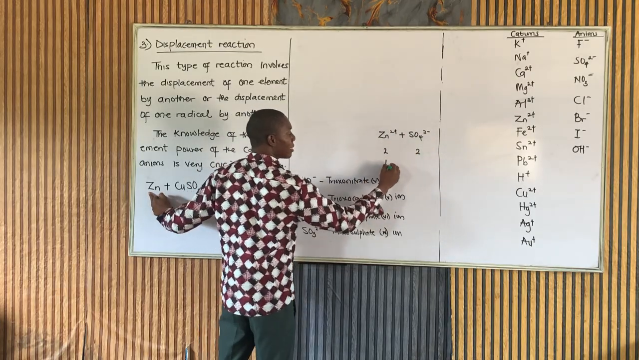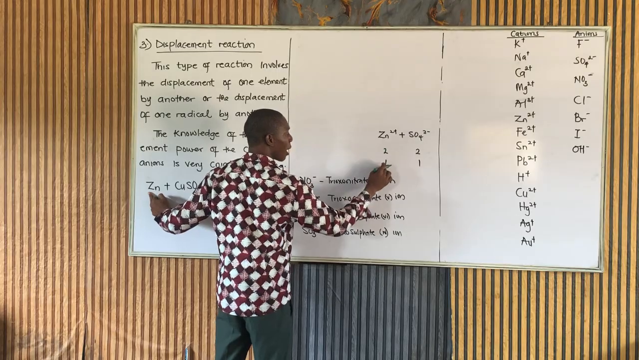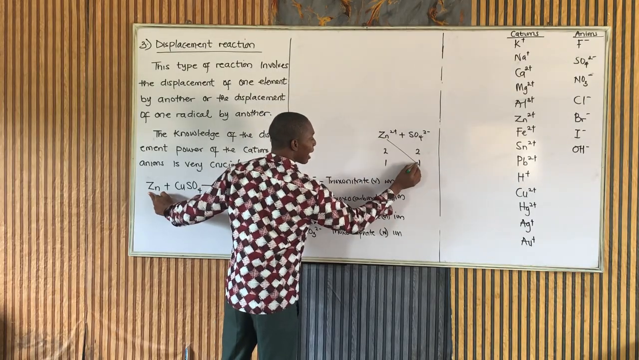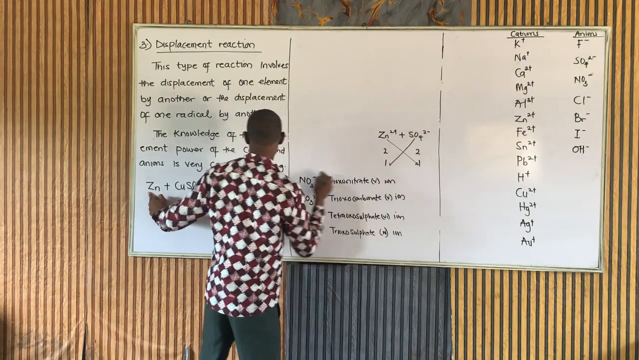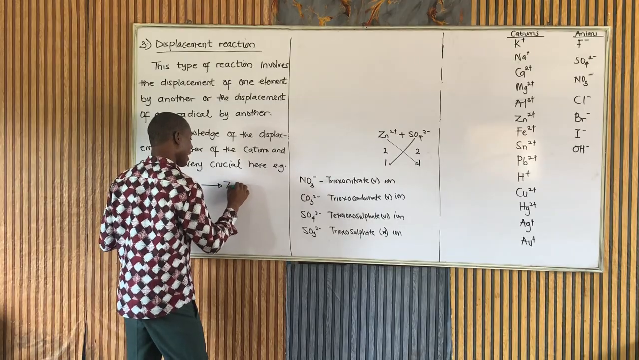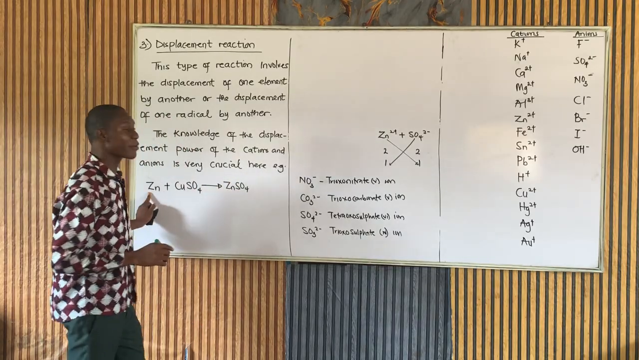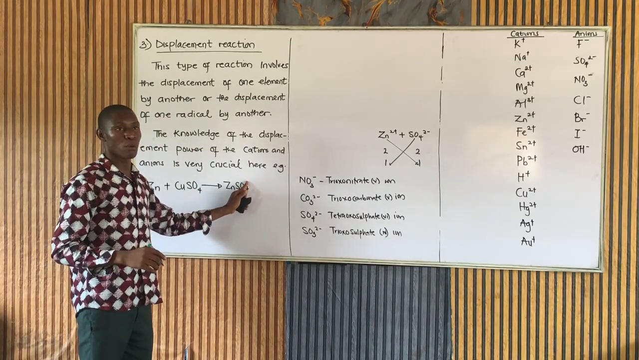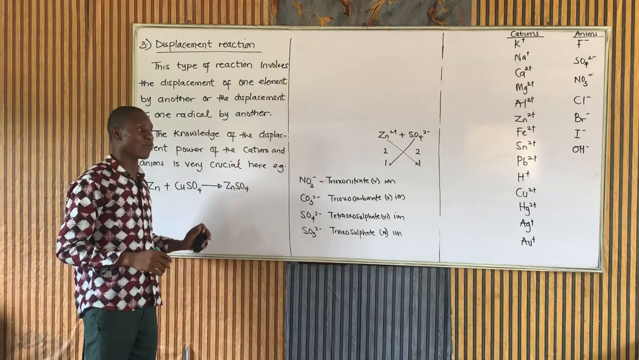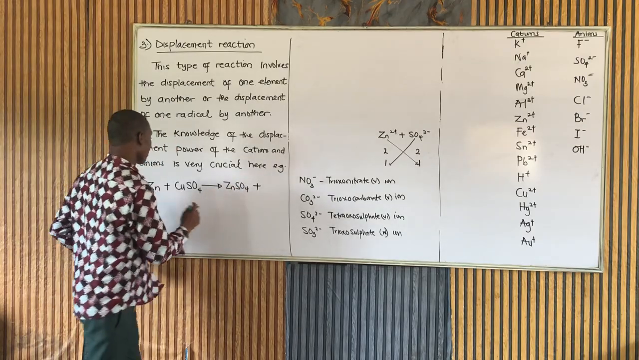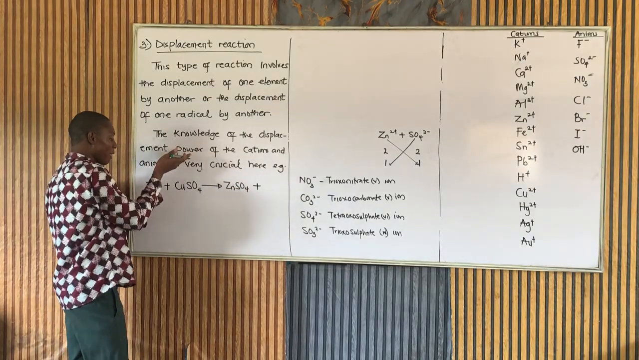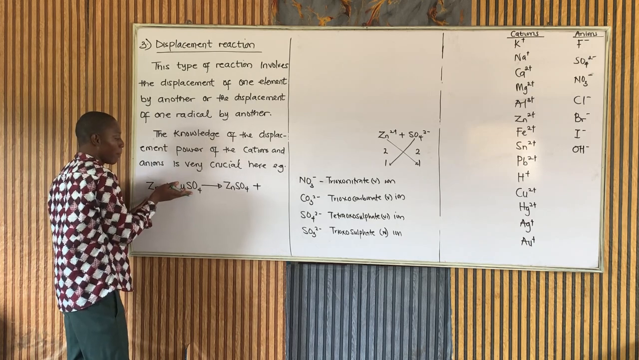This is 1, 1, meaning that it can be broken down to 1, 1. So 1 zinc and 1 SO4. So this will be ZnSO4. And mind you, when you write this, you don't put the 2 minus or 2 plus for the zinc and the SO4 again. Now plus, it means that zinc has removed copper and replaced copper in this compound.